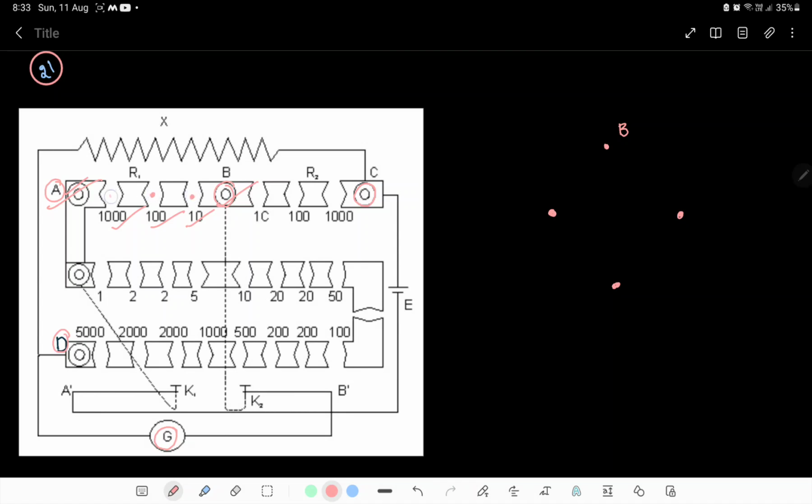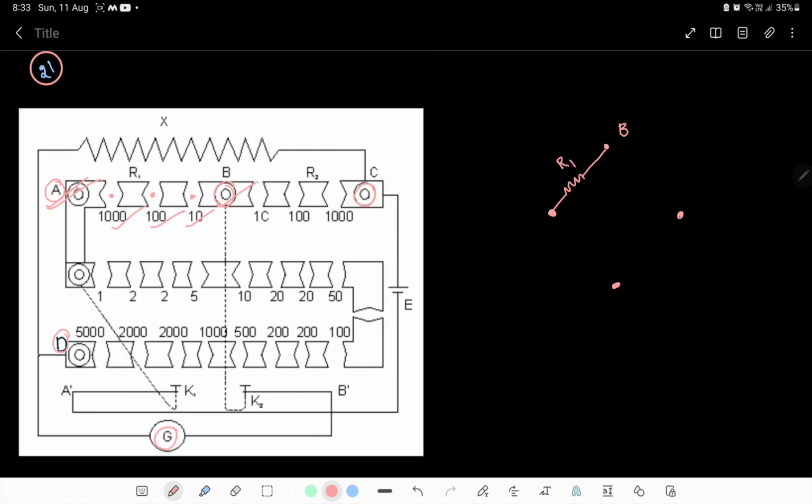If you have a proper post office box, we have plugs here, and we have to insert the plugs. In case we insert a plug, the resistance between A and B will be 10. Similarly, if you insert both the 10 and 100 plugs, the resistance between A and B will be 110. So that is the case. By inserting plugs between these, we will have some resistance here. That resistance here is nothing but R1, right?